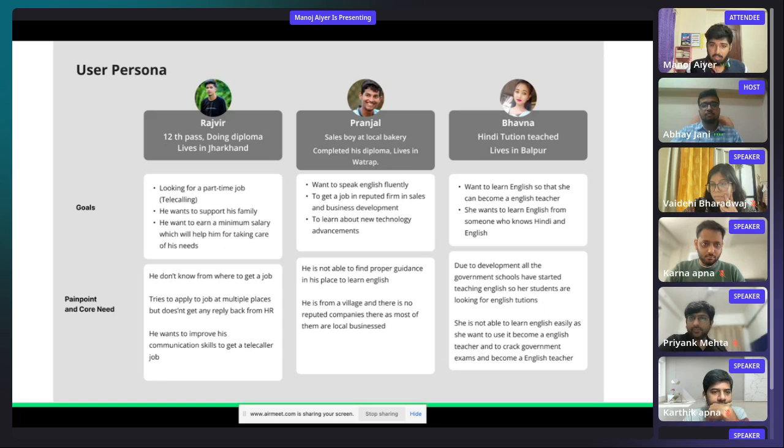Next is Pranjal, who works as a sales boy in a local bakery, but wants to go to a good corporate level, like FMCG companies, where he wants to work in business development and sales. But he lives in a village and is not able to upskill himself without proper guidance to learn English. And she is a teacher who wants to teach and prepare for other exams. She wants to learn English so that she can crack other government exams and get a good English teacher job.